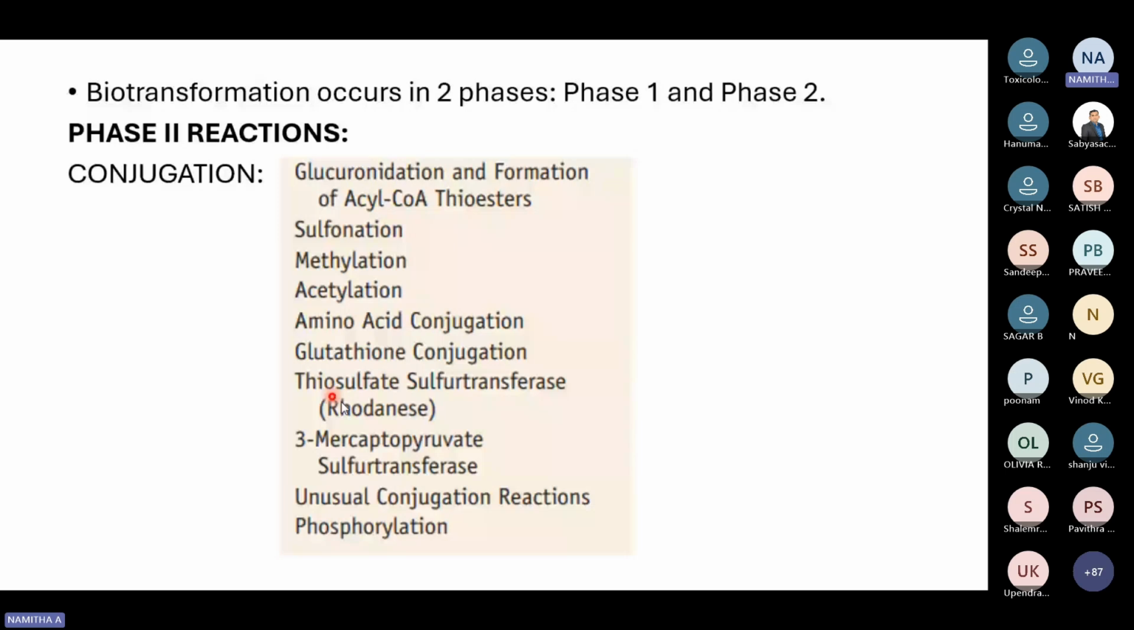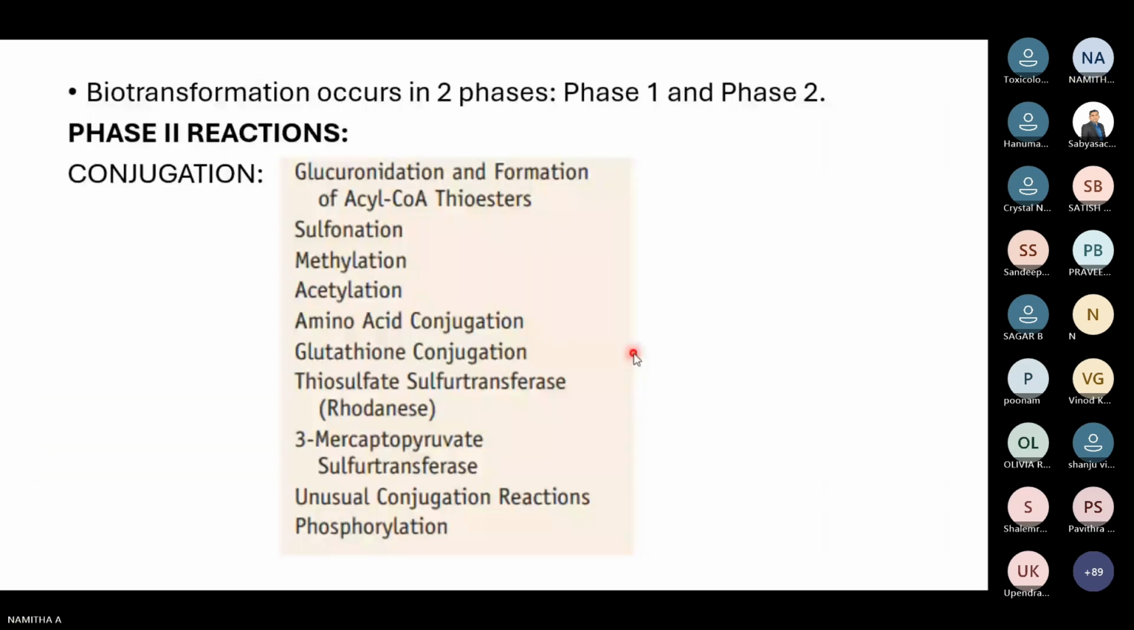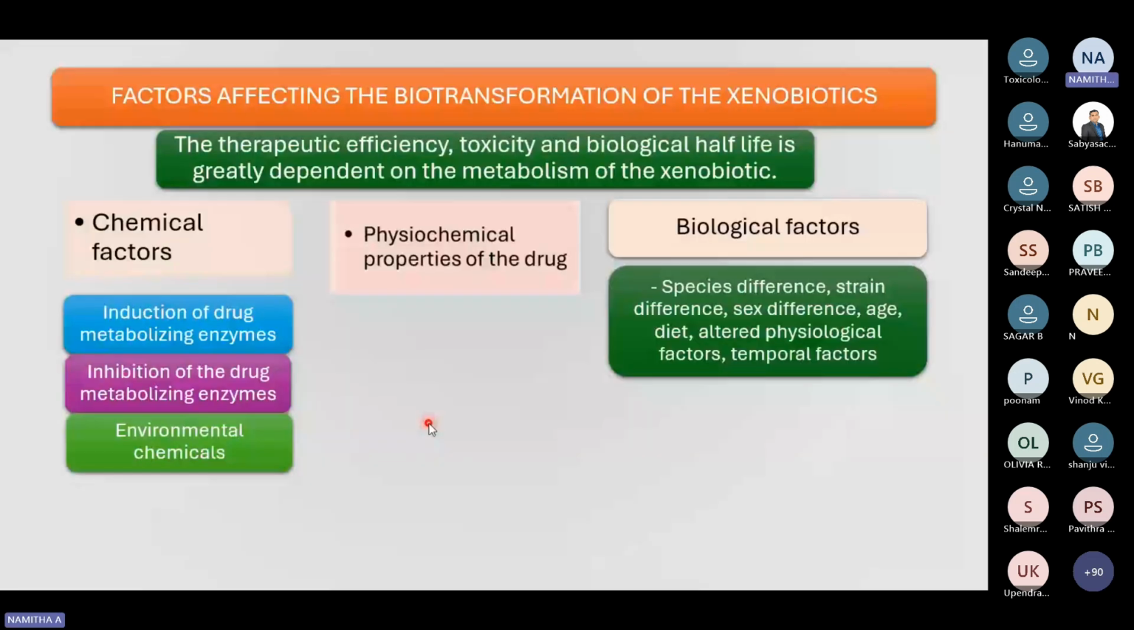Coming to the CYP enzymes, we have around 55 human CYP enzymes, which metabolize xenobiotics, fatty acids and eicosanoids, steroidogenic compounds, bile acids, vitamin D, retinoic acids, and unknown compounds. These are all the enzymes. From this class, we'll see what are all the factors affecting the biotransformation of the xenobiotics.